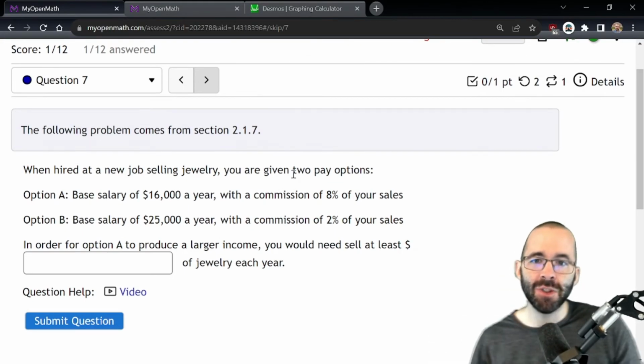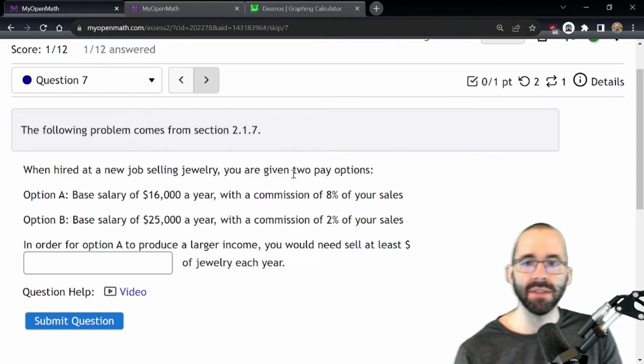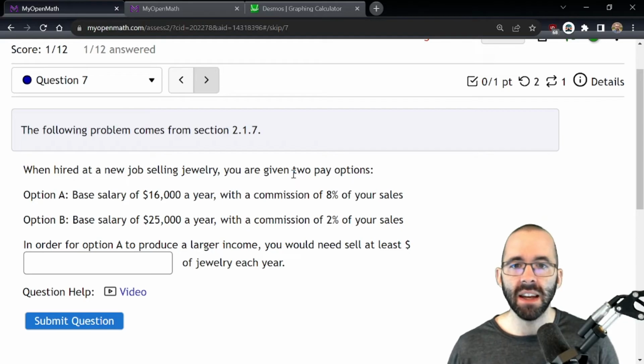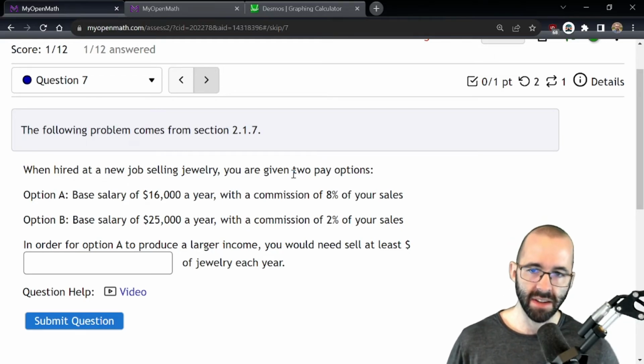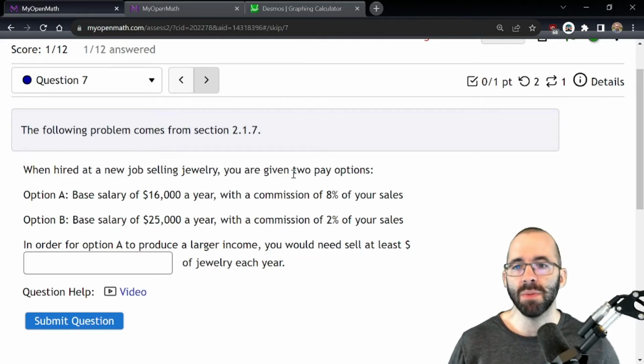When hired at a new job selling jewelry, you have two pay options. The first one is a base salary of $16K, commission of 8% on your sales, and $25K and 2% for the second one. For option A, to produce a larger income, how much are you going to have to sell?